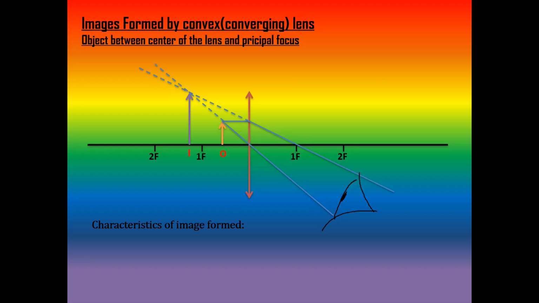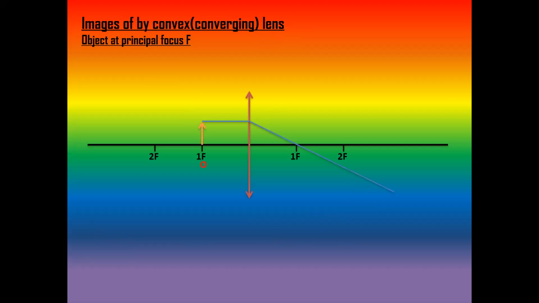What are the characteristics of this image? The image is virtual, magnified or enlarged, and upright. And this type of image is formed in a magnifying glass. Is it clear? This was what we discussed in the previous section. A second case.